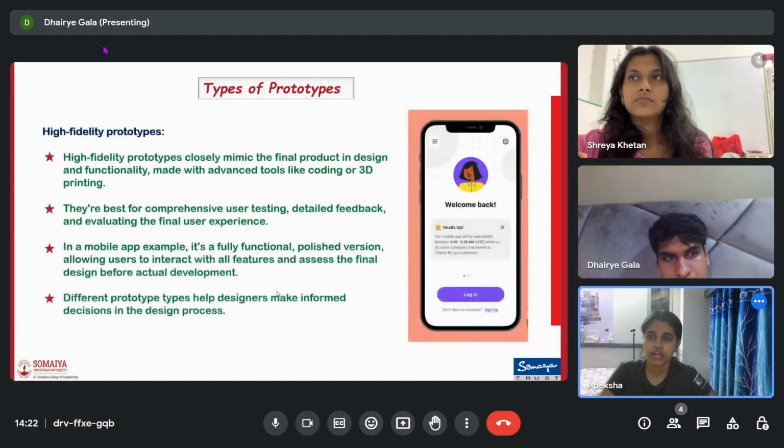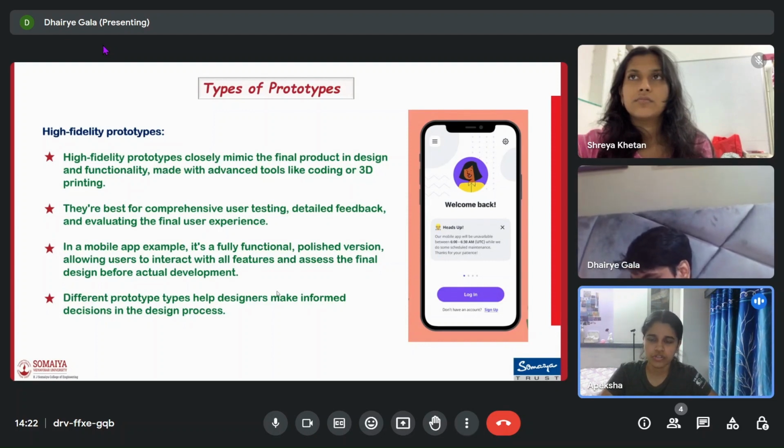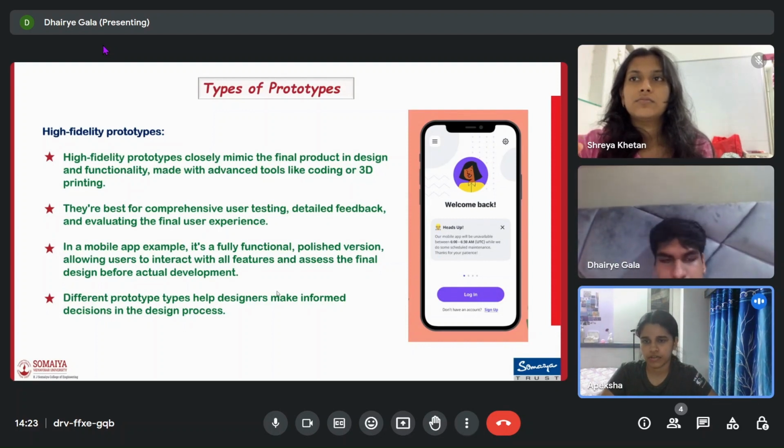Now let's move on to the high fidelity prototypes. It closely mimics the final product in design and functionality made with advanced tools like coding or 3D printing. They are best for comprehensive user testing, detailed feedback, and evaluating the final user experience. In a mobile app example, it's a fully functional, polished version allowing users to interact with all features and assesses the final design before actual development. Different prototypes help designers make informed decisions in the design process.